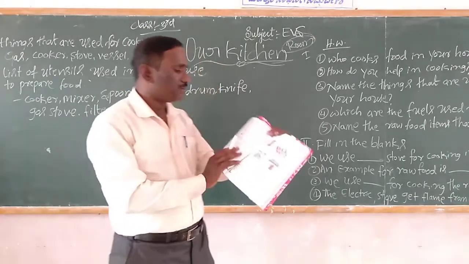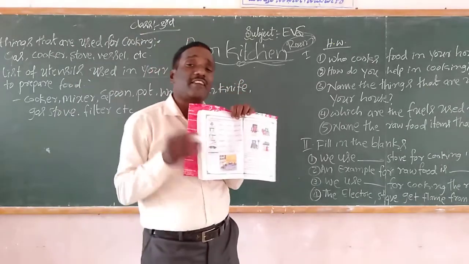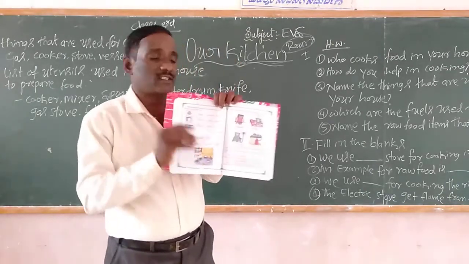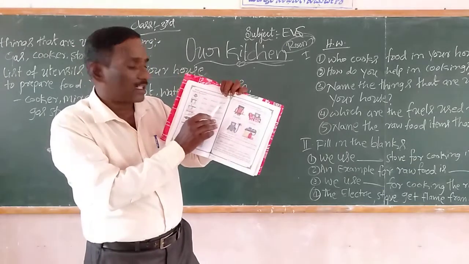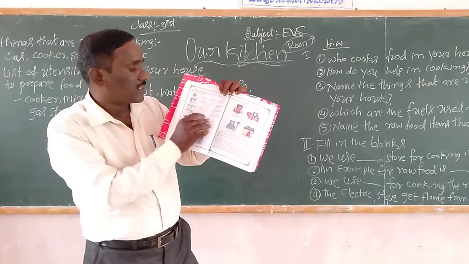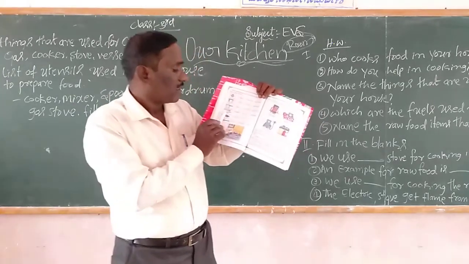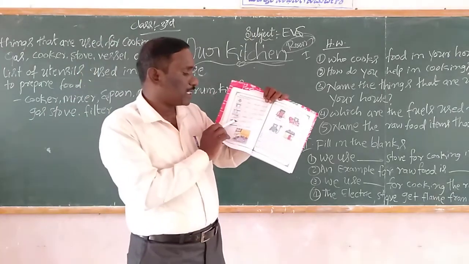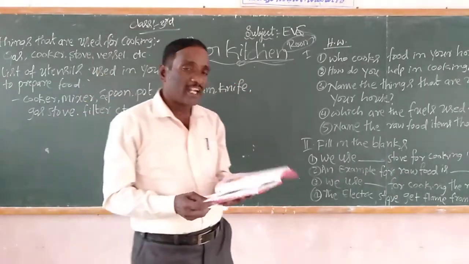Next, page number 71. Which items of food can be prepared using the utensils shown in the pictures? See this in your textbook. For example, pot: rice, sambar, storing water. Next, vessel: pulao, juice, sambar. Next, cooker: rice, sambar, dal cooking. Chapati stand: chapati, roti. Next, idli stand: idli. Dosa tawa: dosa, chapati, roti. So many food items are prepared.